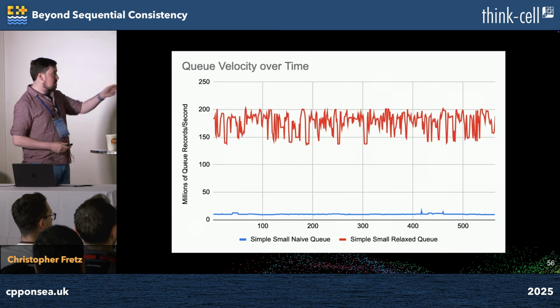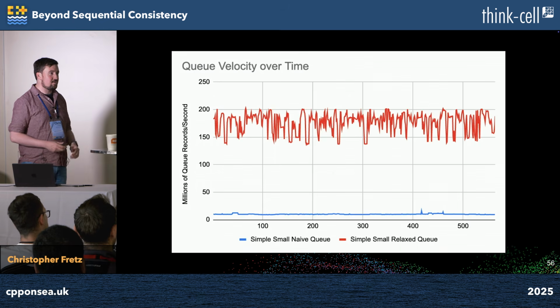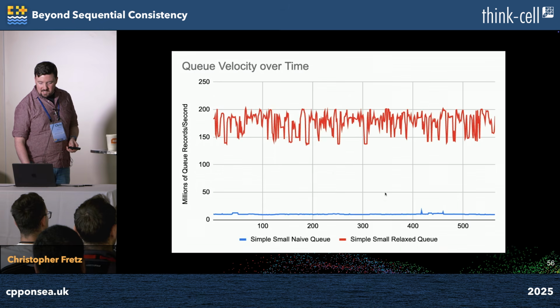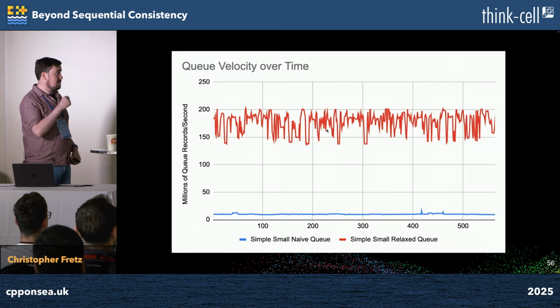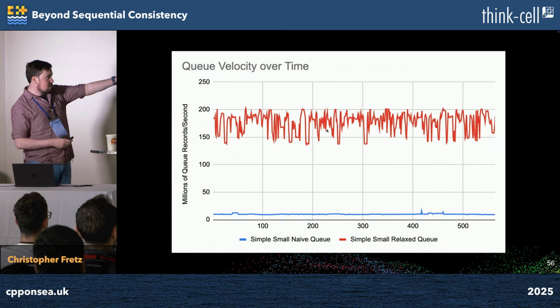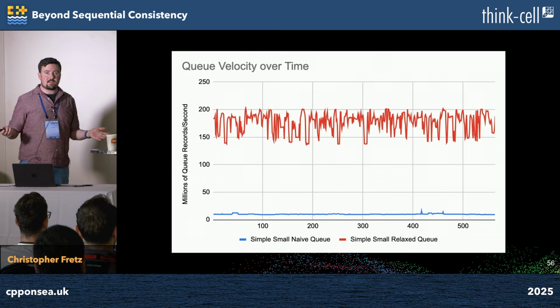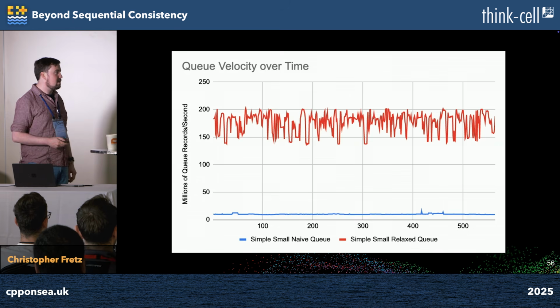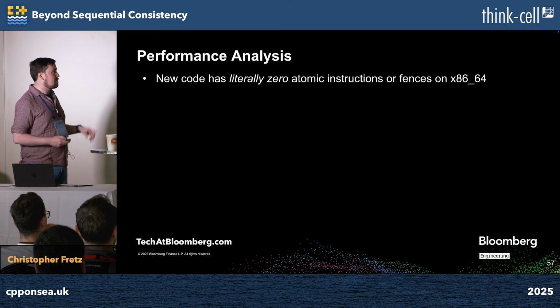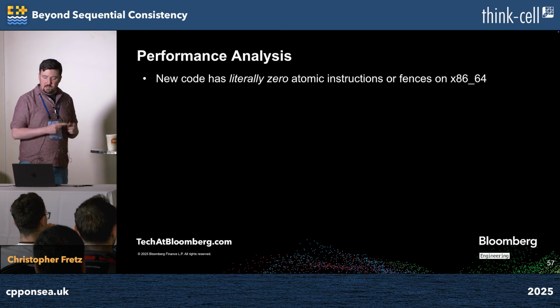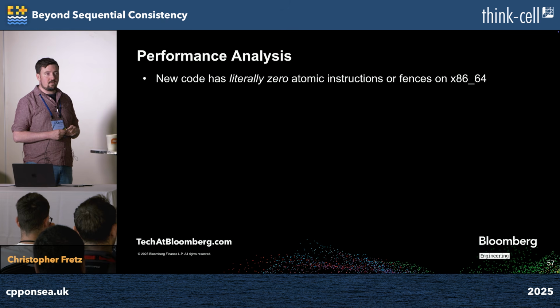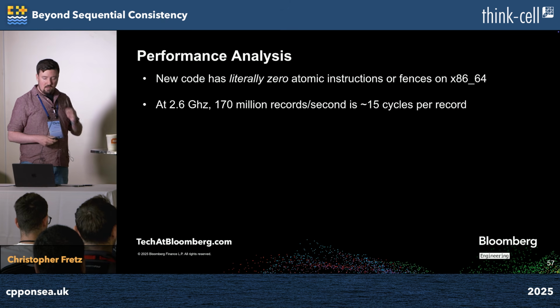And if we do this, this is what we actually suddenly get. We've gone from roughly 10 million operations per second up to about 170 million, which is astounding. You can see it's super noisy. It's bouncing all over the place. But that's almost a 17x improvement just by changing around a couple lines in our program. So that's pretty awesome. And so the new code has literally 0 atomic instructions or offenses on x86-64, which is very cool.